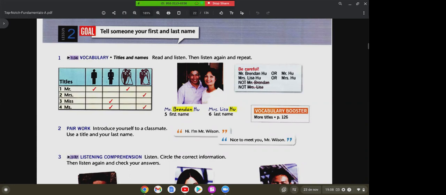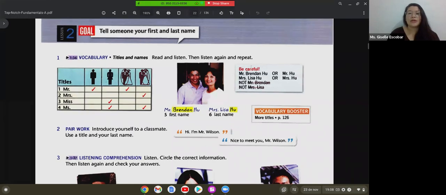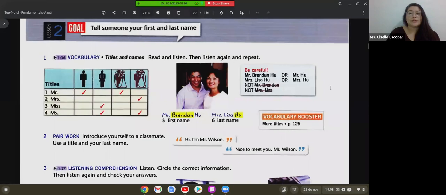Dile a alguien tu nombre y primer apellido, segundo apellido. Tu nombre y tu apellido. Perfect. Dile a alguien tu nombre y tu apellido. So here we have a vocabulary part. En la clase de hoy no vamos a tener grammar, solo vamos a tener vocabulary. However, we are going to practice a little bit the grammar of the last class. Vamos a practicar un poquito la gramática de la clase pasada.